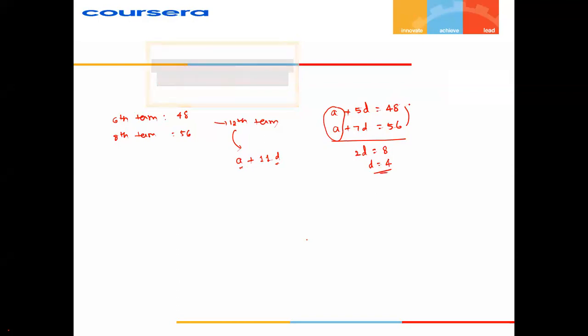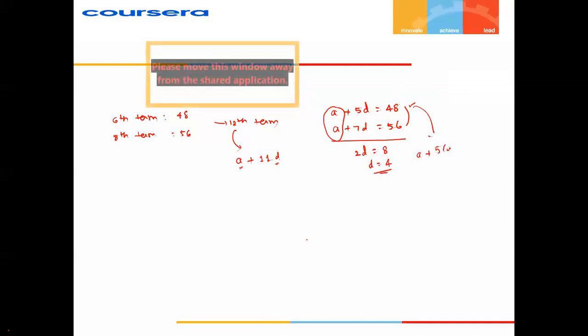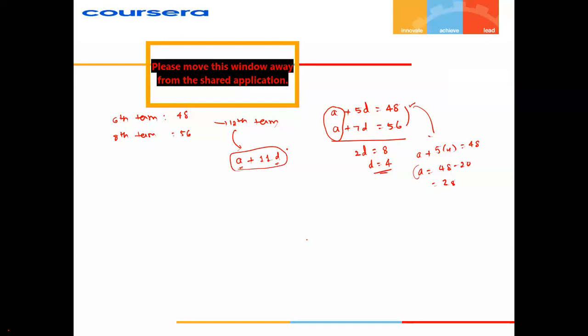Once d is there, if you substitute, we'll get the a value. If you take a plus 5d, 5 into 4, equal to 48. That means a equals 48 minus 20, that is 28. Very simple, right? We had a, we had d. Just plug in the values here, we get the required term.